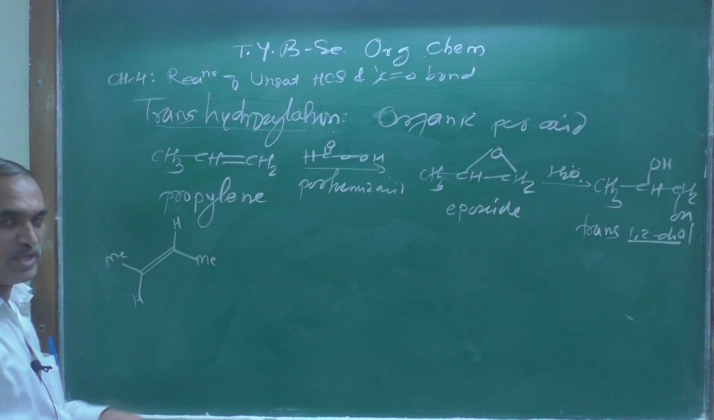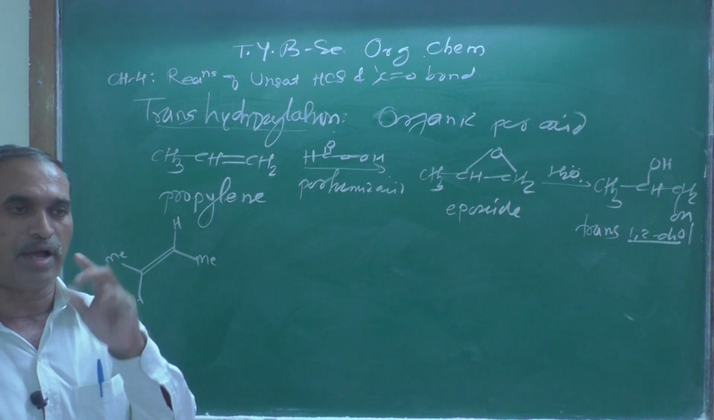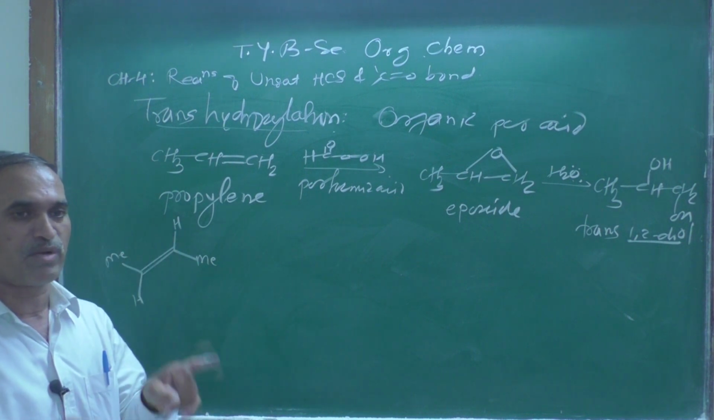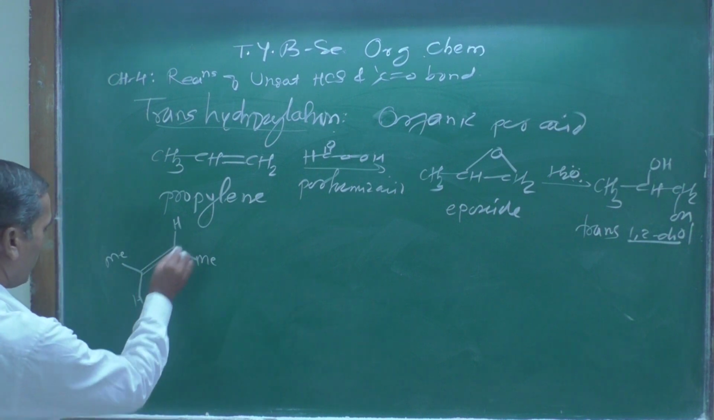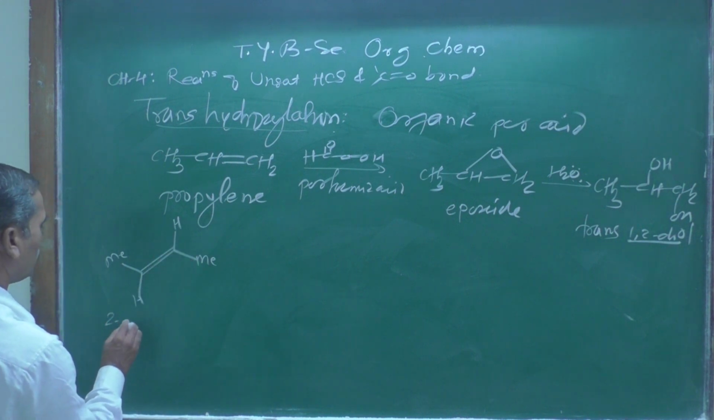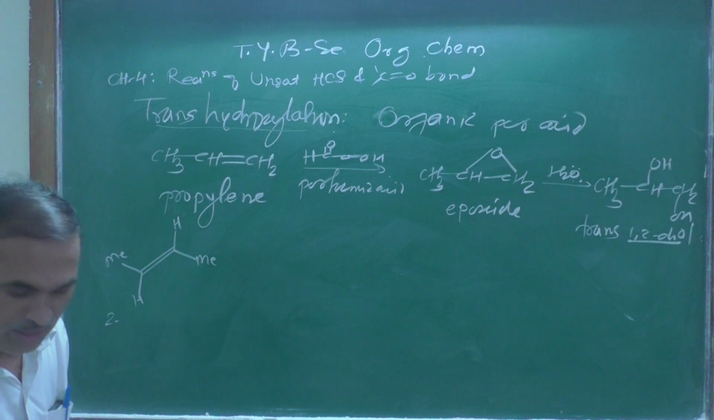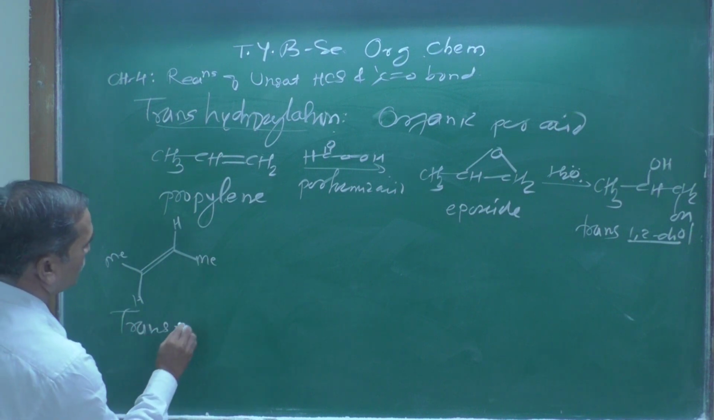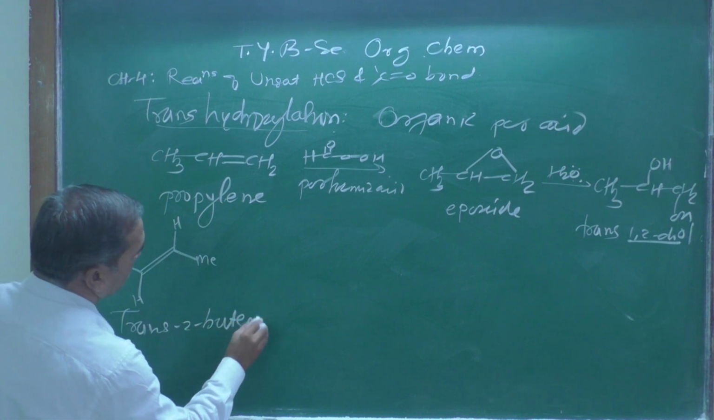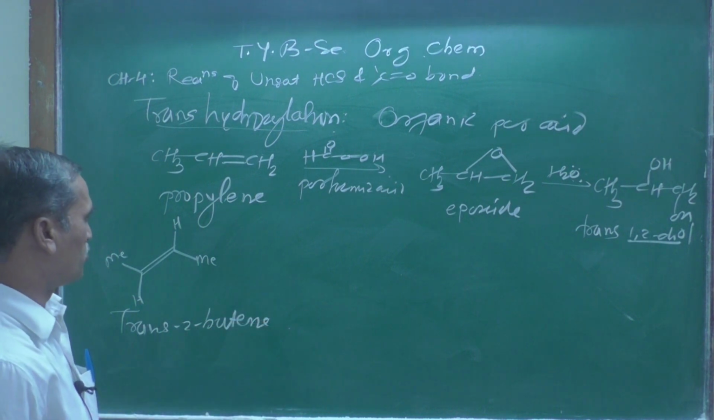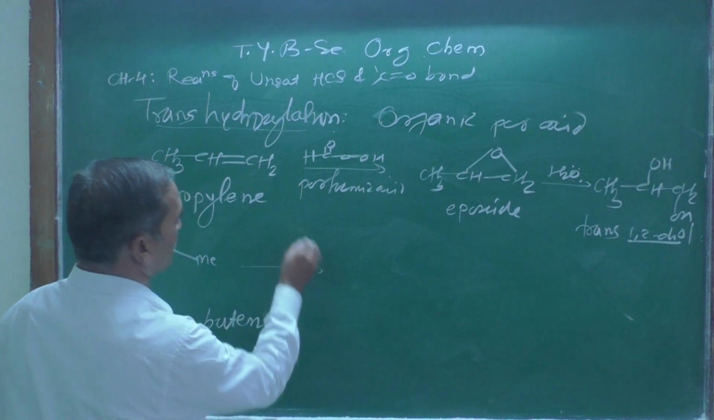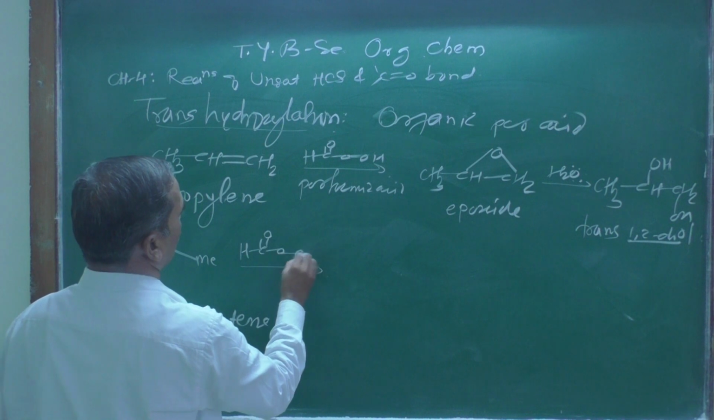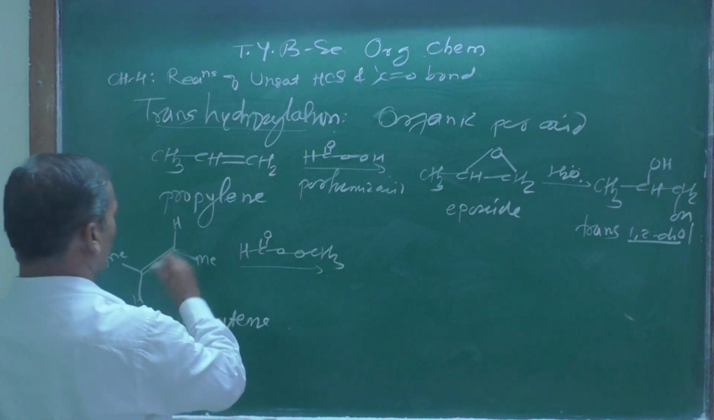The methyl groups are identical, and the identical groups are on opposite sides of the carbon-carbon double bond, and that is why it is termed the trans isomer. The name of this compound is trans 2-butene. It will be treated with a per acid, HC double bond O, then OOH. What is going to happen?